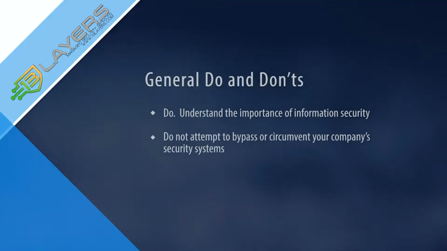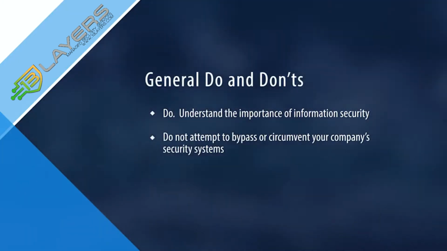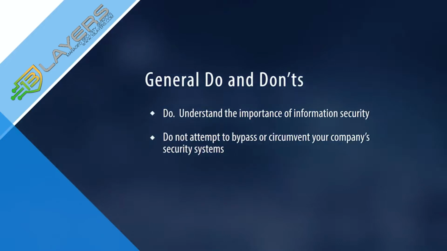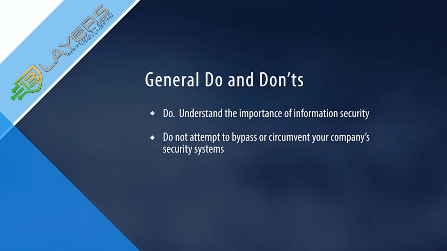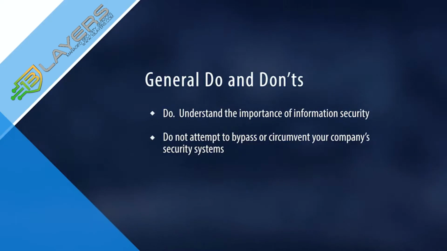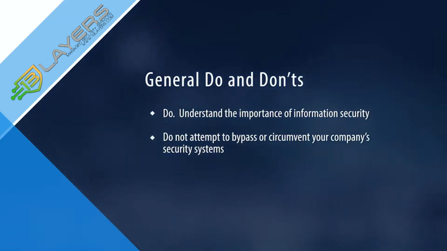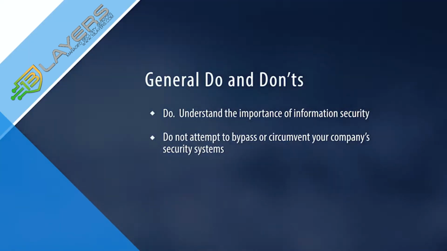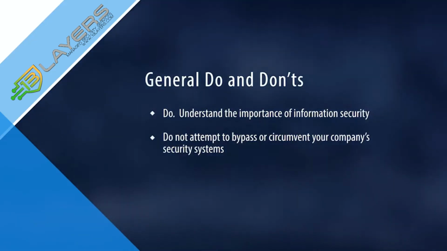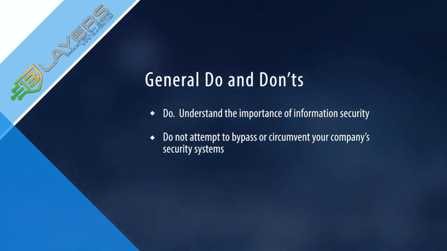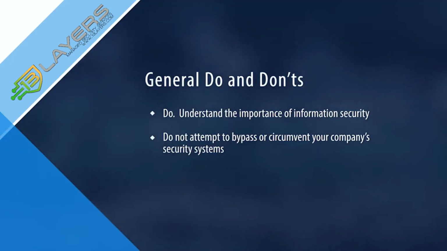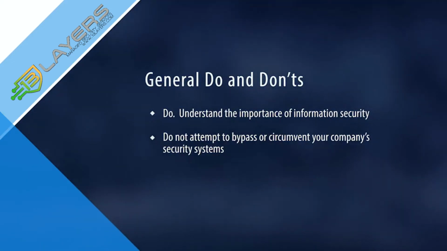Do understand the importance of information security and your role in security. The actions of employees can improve or weaken security. Do not attempt to bypass or circumvent your company's security systems, including policies, procedures, software, etc. If there is an issue with a process, bring it up to your supervisor. There may be a major reason for the control. If you see an area where security could be improved, let your supervisor know. The following items are key controls or actions that employees should follow.